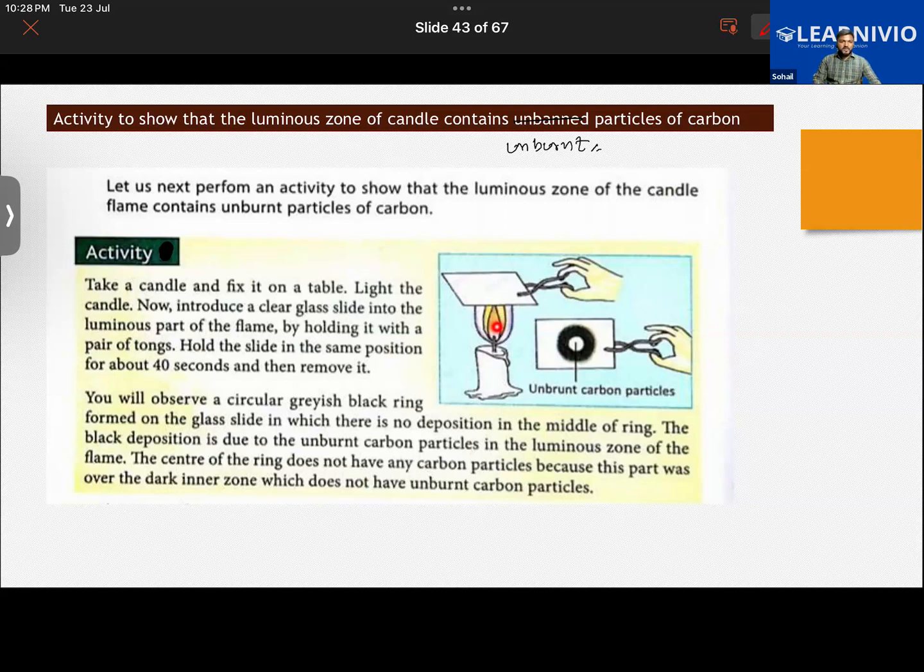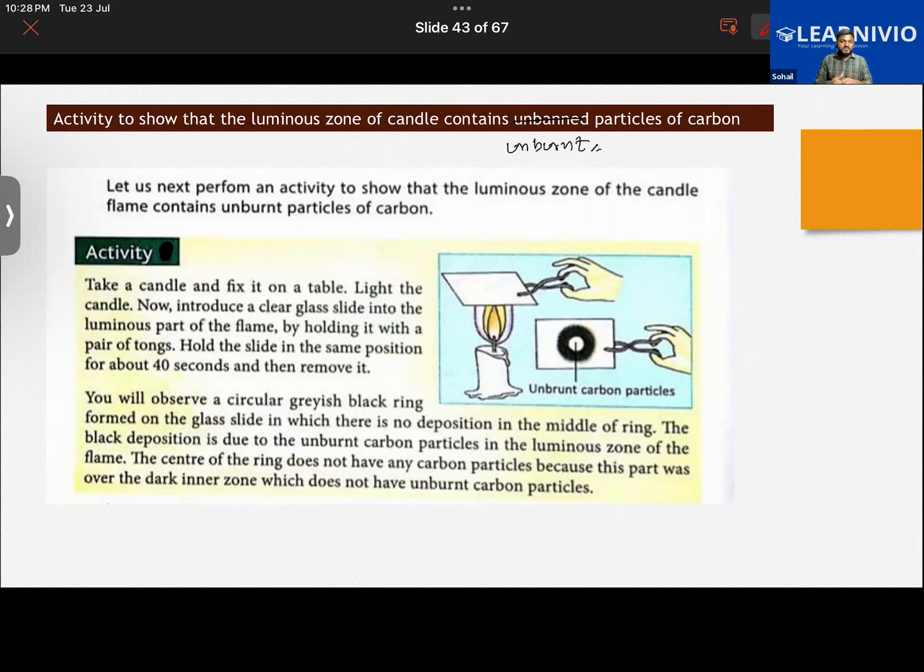Okay, now getting it. You yourself can do this activity if you happen to have a glass slide at your home. It's very easy. So basically, via a pair of tongs, we are holding it close to the middle zone. And what is the thing about the middle zone here? There are some unburned carbon particles. Some carbon particles are not burnt completely.